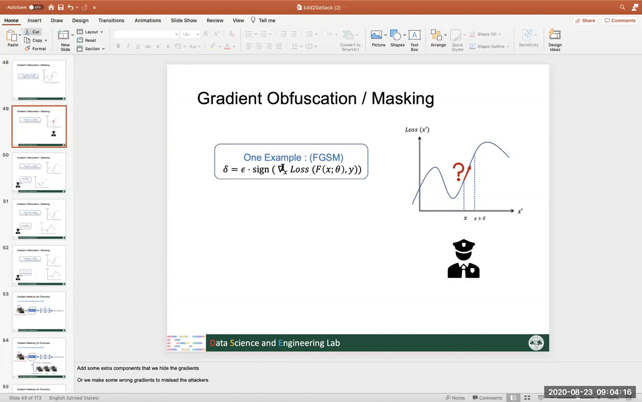So if the black box attack can successfully attack your model, then even if you cannot use the traditional way to attack a model, you can also use a black box attack to attack the model. So in this way, you still cannot say your model is safe. Right.